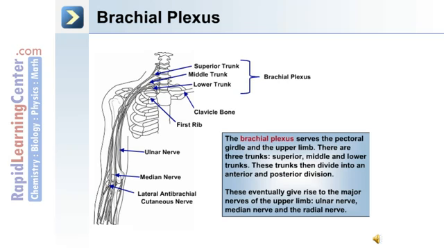The brachial plexus. The brachial plexus serves the pectoral girdle and the upper limb. There are three trunks: a superior, middle, and lower trunk. These trunks then divide into an anterior and posterior division, and eventually these give rise to the major nerves of the upper limb: the ulnar nerve, the median nerve, and the radial nerve.